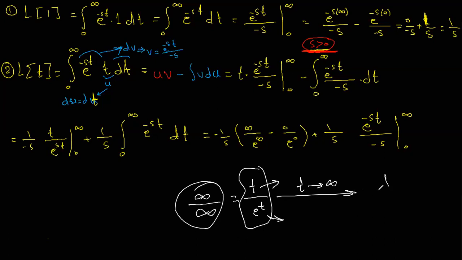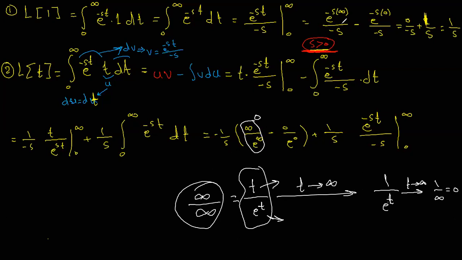So it will be 1 over e to the t. Take now when t tends to infinity. If t tends to infinity, you have 1 over infinity. 1 over infinity is what? 0. So the answer of this is 0.